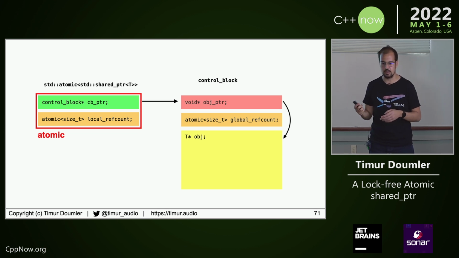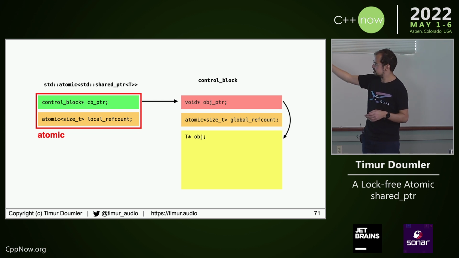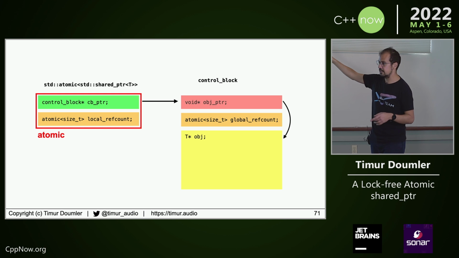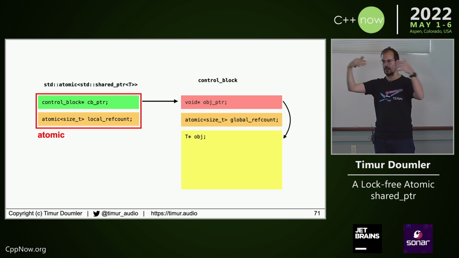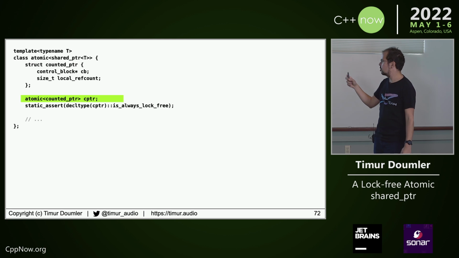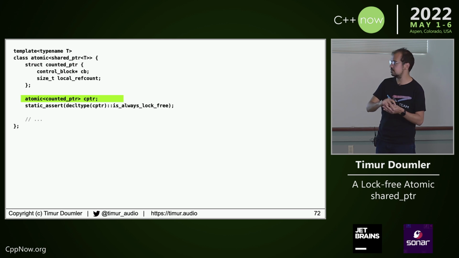The idea is that you first modify the local ref count, because that's something you can do atomically together with the control block pointer. Then you try to synchronize the local and the global ref count in a second step. That step is where all the complexity is going to be. If you look at some code, if you want to implement this, you will have something like this. I call this counted pointer here, which is a structure that has a control block pointer and a local ref count both together.